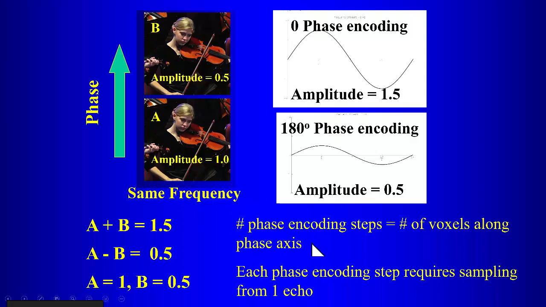Now you'll notice that the number of phase encoding steps is determined by the number of voxels along your phase encoding axis. So if I had 20, I would have to do 20 phase encoding steps. And each phase encoding step requires sampling from one echo, right? Each of these steps requires an echo. So if I have 2 voxels in the phase encoding direction, that's 2 echoes. If I have 256, that's 256 echoes, okay?